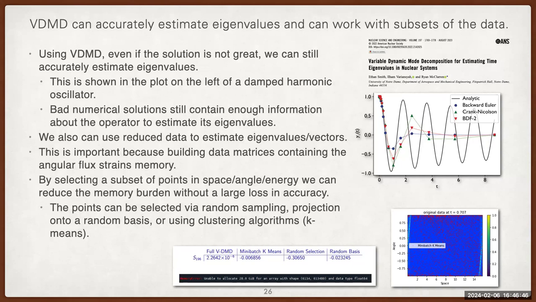Another thing that's interesting about this variable dynamic mode decomposition is that even if you have not-great data, for example data corrupted by numerical errors, it still works. This is just a simple oscillator example, but the dots here are the solutions from different algorithms. You can see that none of them are actually capturing the dynamics of the system very well. But VDMD actually estimates the eigenvalues of that system very well, to like 5 digits, even though the data itself wasn't very good. So this is actually a pretty powerful tool for analysis of these time-varying systems.